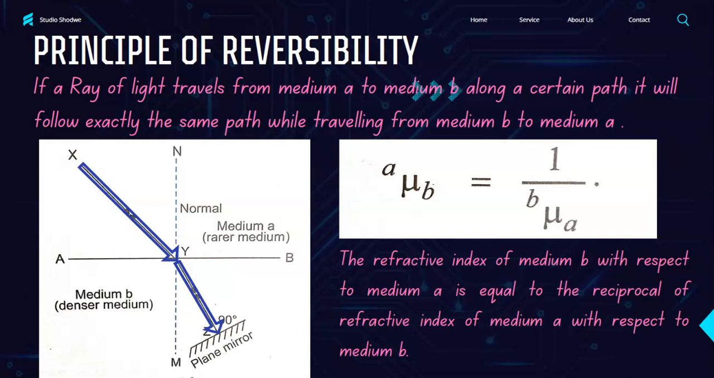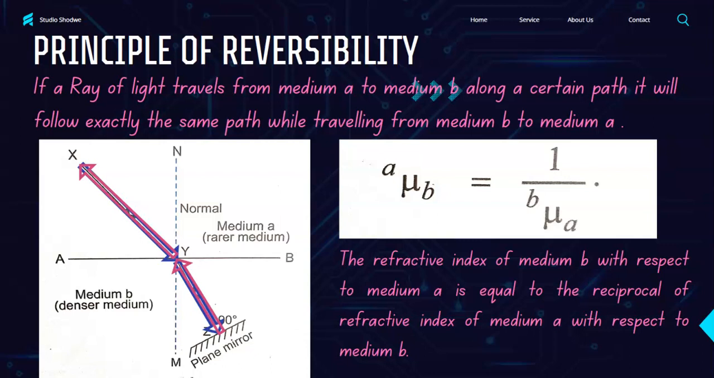Now if we place a mirror in its path exactly at 90 degrees, we know that the function of the mirror is to reflect light. Now since there is a mirror placed, the ray of light will be reflected. Now the ray of light will travel backwards from medium B to medium A following the same path. It is going along the same way through which it came. This principle is known as principle of reversibility.